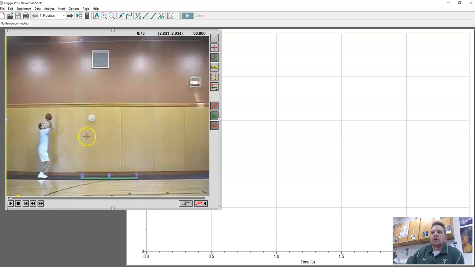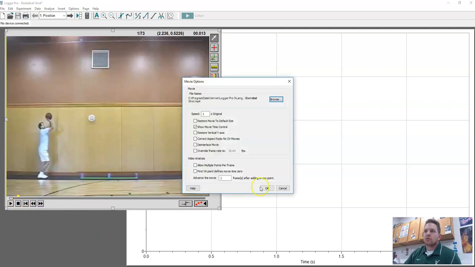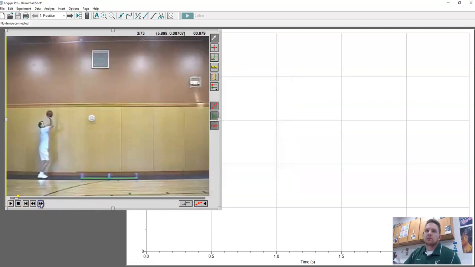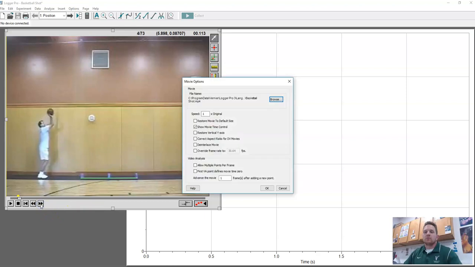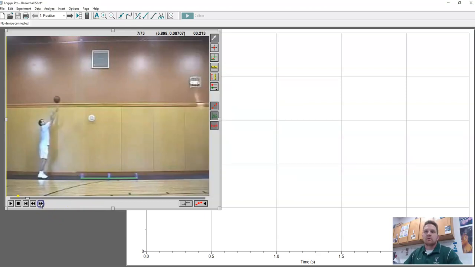Well, I really care about when the ball leaves the guy's hand. And once it leaves the hand, then it becomes a projectile. So we're going to skip this thing forward. That's annoying. Right when it leaves his hand. Good. And the origin is going to be, let's have it be right when it starts. Let's do the bottom of the ball. All right, so that's 0.